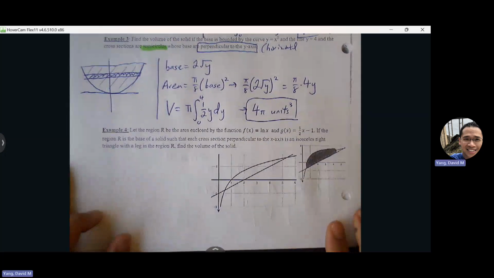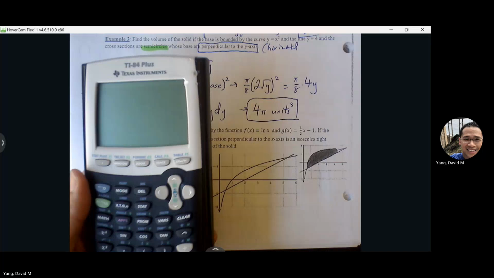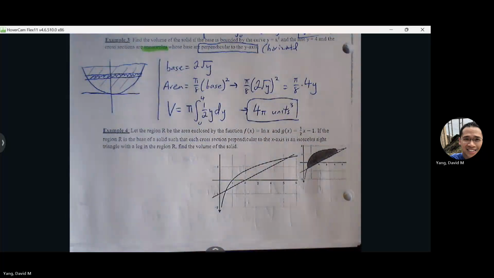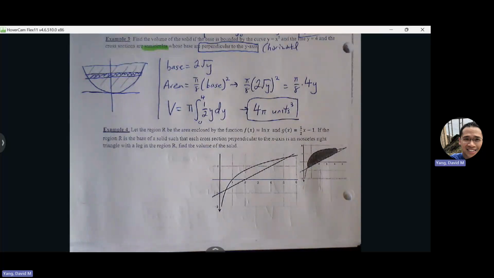Okay, so with what we know, see if we can try example 4. We may need to use our calculator to find the intersection. I'm going to zoom in on that region so I can have an easier time finding the intersections between the graphs.